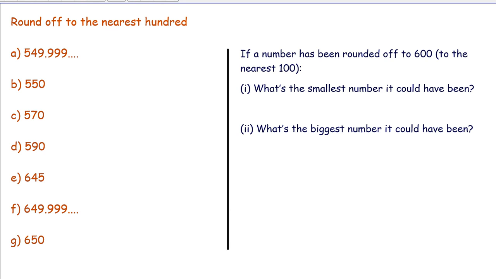Next, I'm going to look at rounding off to the nearest 100. This is a concept that you may have learned way back. Suppose you want to round off these numbers to the nearest 100.